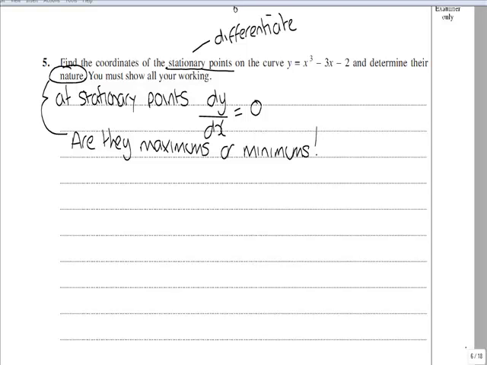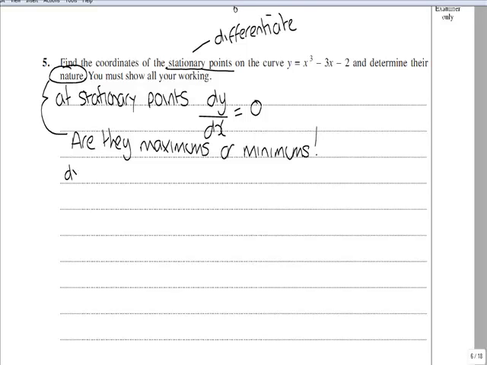In question 5, you're asked to find the coordinates of the stationary points on the curve and determine their nature. A few hints there. Stationary points means differentiate, of course, and we know that stationary points happen at dy by dx equals 0. Nature means are they maximums or minimums. So in the first instance, let's differentiate the function.